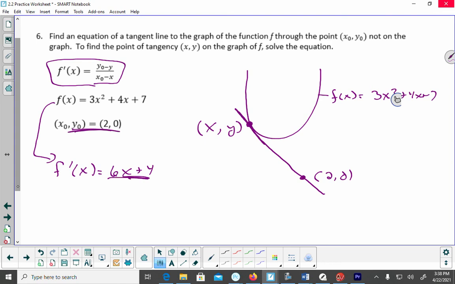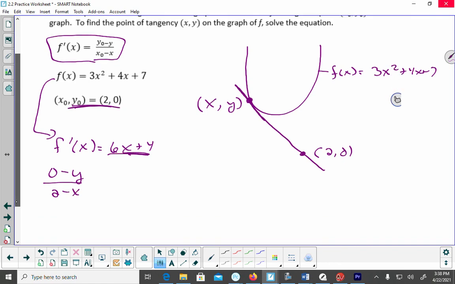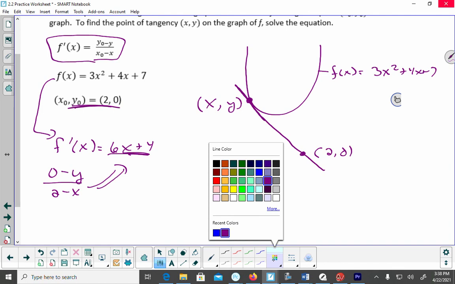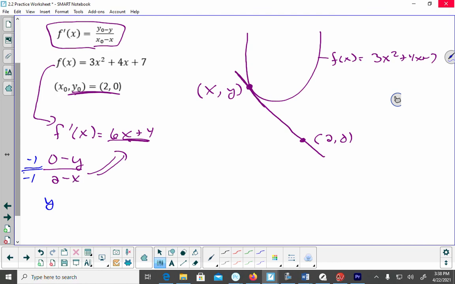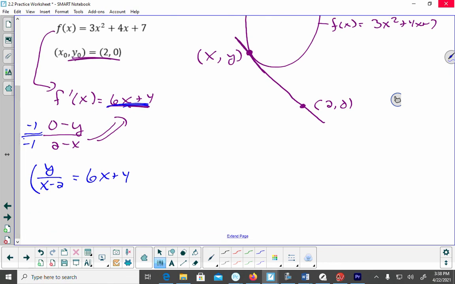So let's write that. Okay, I'll follow their order. So they did 0 minus y over 2 minus x, and that is going to equal that. But before I do that, I chose to multiply both the numerator and the denominator by -1. I'm multiplying by 1. So I can write y over x minus 2. I'm going to set that equal to the derivative, which is 6x plus 4. I'm going to multiply both sides by this x minus 2.